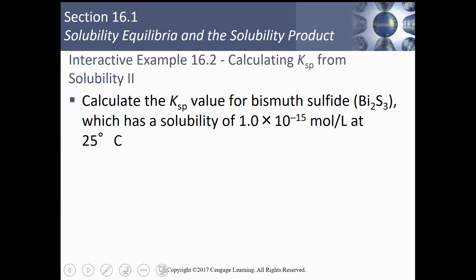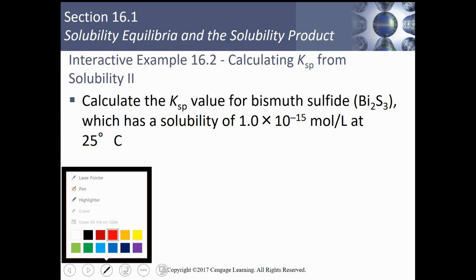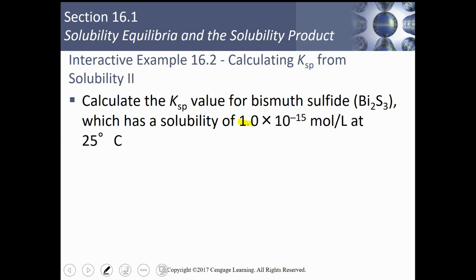Here they want to know the Ksp value of bismuth sulfide, which is Bi2S3, and it has a solubility of 1.0 times 10 to the negative 15 moles per liter at 25 degrees Celsius. This is fairly small. So when we talk about solubility, it's not necessarily going to mean that when we take an ionic solid, it will dissolve all the way.